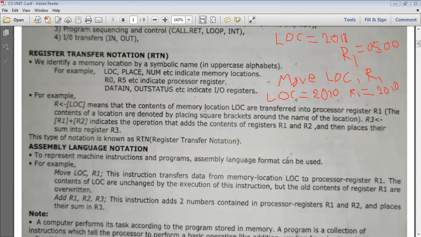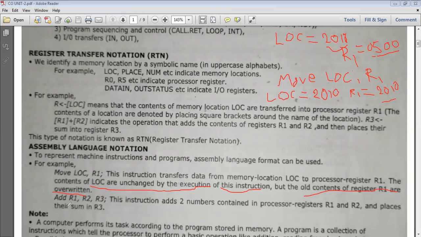The contents of LOC are unchanged by the execution of this instruction, because LOC is 2010 both before and after executing. But the old contents of register R1 are overwritten. That means R1 is 0500 before executing and 2010 after. In this way, we can take any instruction, any example.